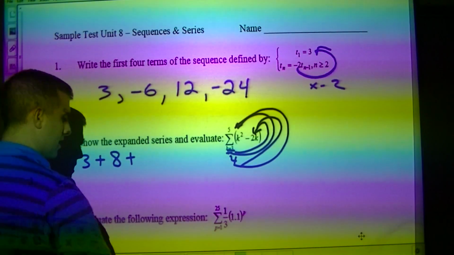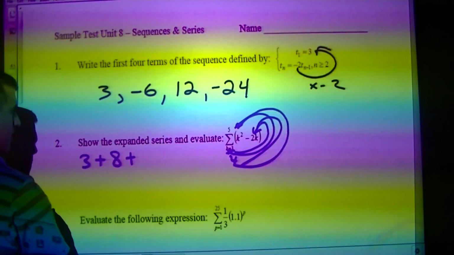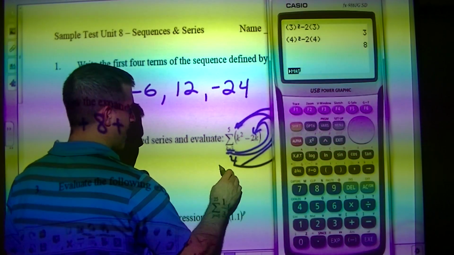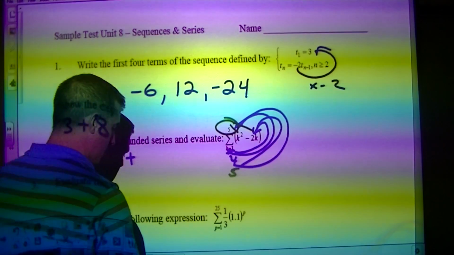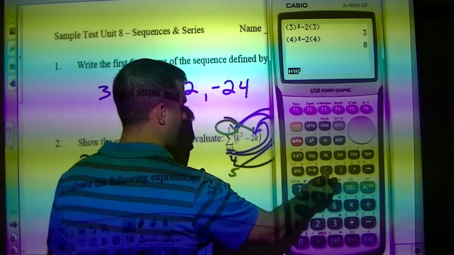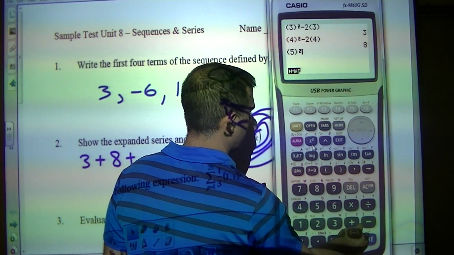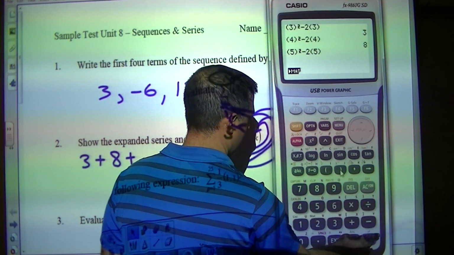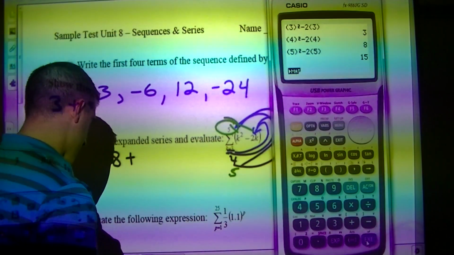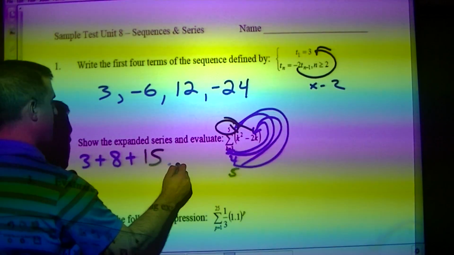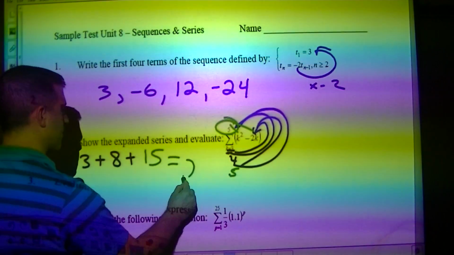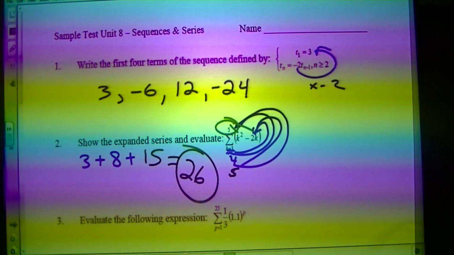Then I'm going to go to 5. Now, if you notice, 5 is this number, so I'm going to put that in and I'm going to stop. So I'm going to do 5 squared minus 2 times 5. I get 15 there. And then what I've got to do is add those all up, and that's going to be 26 is my final answer on that one.